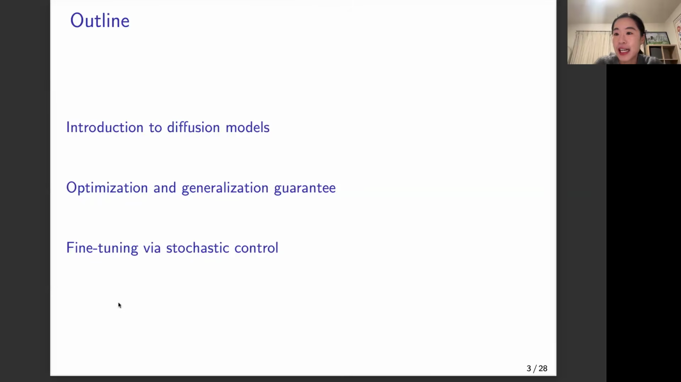So this would be the outline of my presentation today. I'll first briefly introduce the idea behind diffusion models and set up the notation. Then I will talk about the first paper I mentioned on optimization and generalization guarantees. Then we can talk about post-training, specifically fine-tuning using the stochastic control aspect.